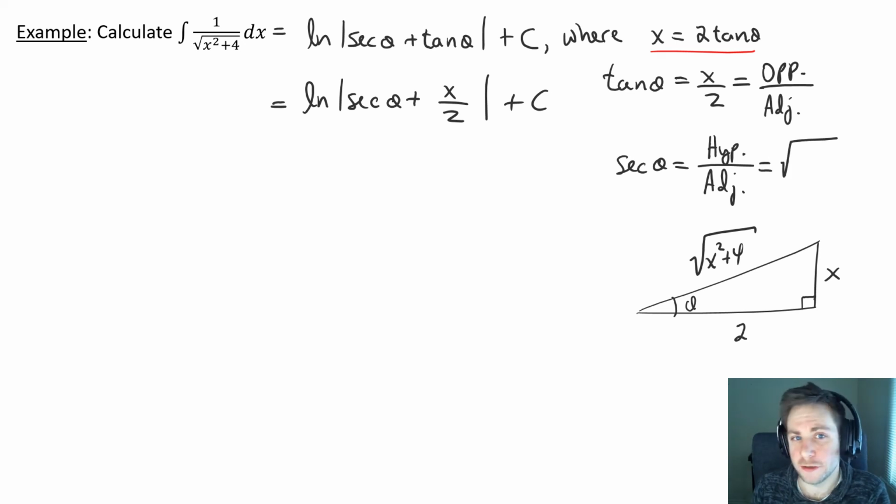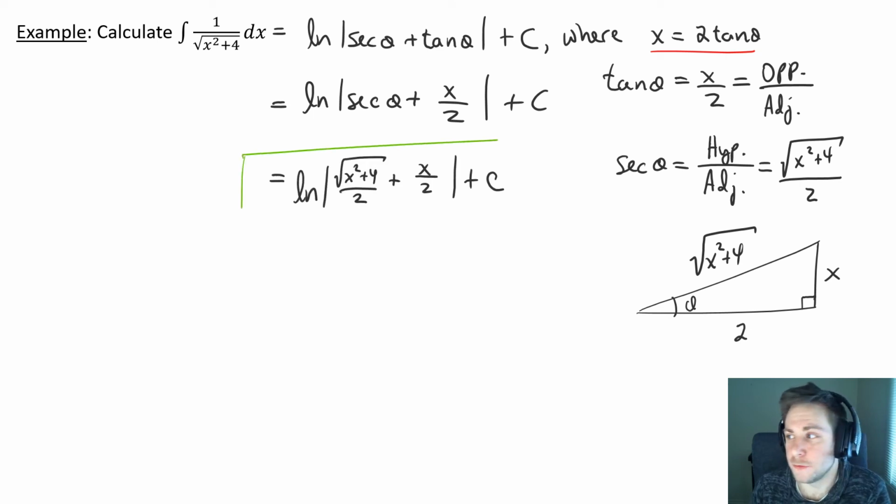Now, using this triangle, we can form that ratio of hypotenuse over adjacent, and now that we know what secant theta is equal to, we can sub it into our answer, which is now fully in terms of x, so we're done.